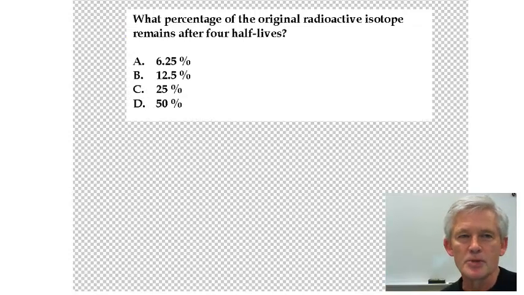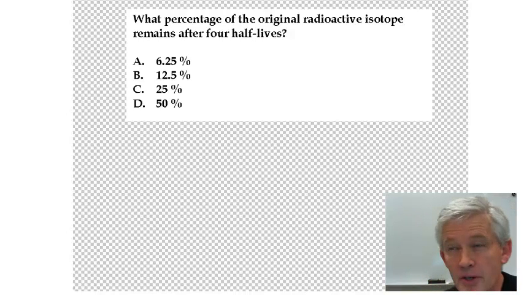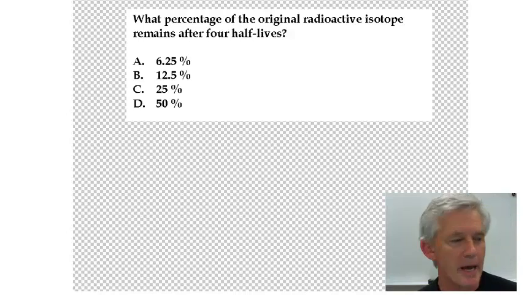Take a look at a problem like this one. What percentage of the original radioactive isotope remains after 4 half-lives? This one admittedly is rather simple because you're starting off with 100%, and half of 100% would be 1 half-life. 1 half-life you're down to 50%, 2 half-lives you're down to 25%, 3 half-lives you're down to half of that, which is 12.5%, and 4 half-lives is going to bring you down to half of that again, or 6.25%. So I don't believe you'll have any problem with a problem like that.